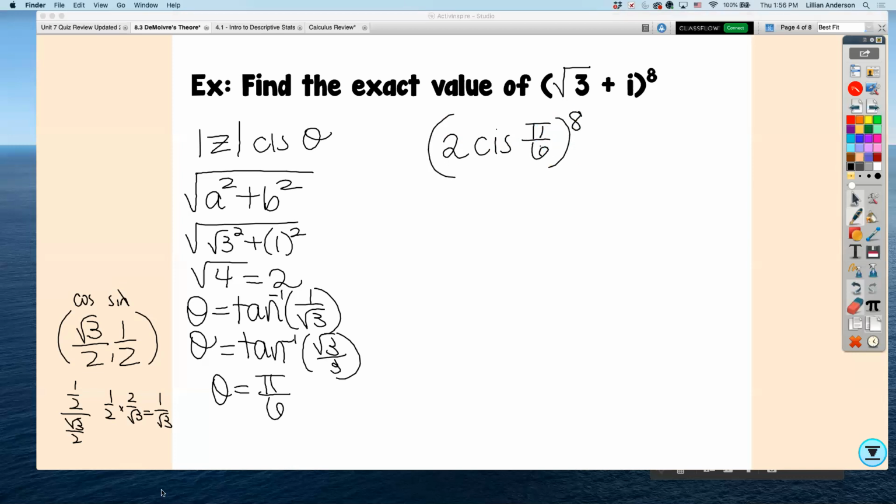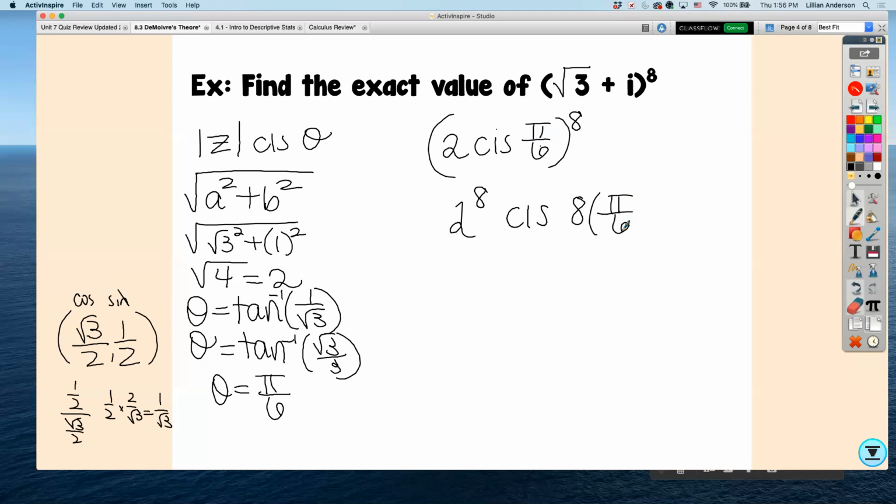So applying De Moivre's theorem basically says you take your modulus and raise it to the 8th power, and then you take that n value and multiply it to your theta, which is pi over 6. First off, 8 pi over 6 simplifies to be what? 4 pi over 3. And this is non-calculator. What is 2 to the 8th power? It is 256. A long time ago, I told you guys you should know your powers of 2, at least up through 7. So you just take 128 and multiply by 2 again, and then you get 256.